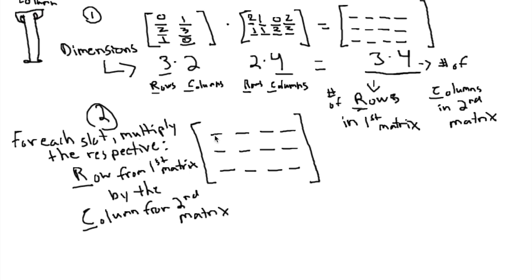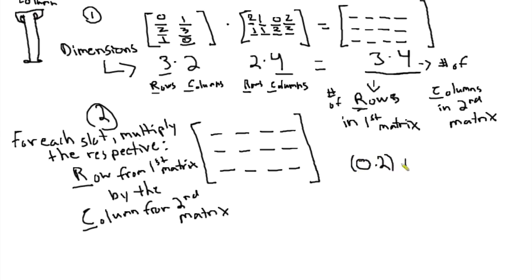Okay, so let's do this. Let me show you how this works. In the first matrix, the first row is 0 and 1. So we're going to take the first value in that row, 0, and multiply it by the first value in the first column in the second matrix. So what's that? 2. So 0 times 2.